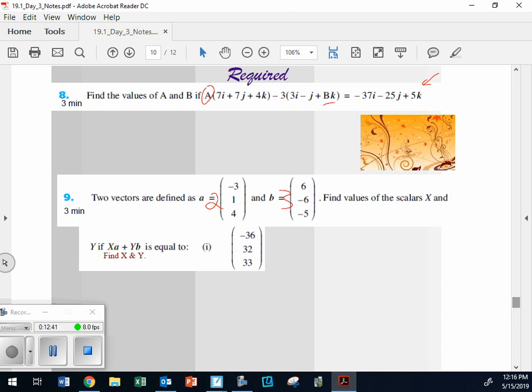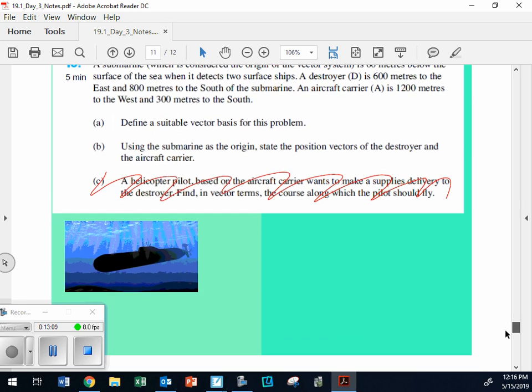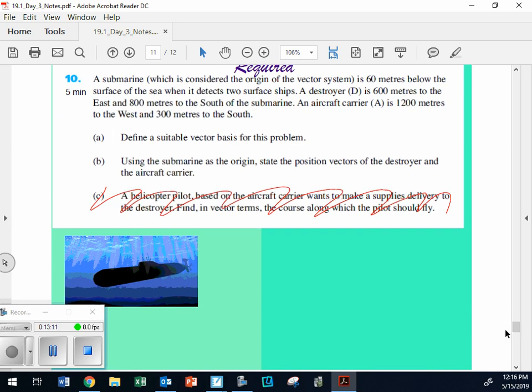Okay, number 9, notice how I wrote in a 2 and a 3. Those are not a 2 and not a 3. They're asking what numbers you could multiply in front of the A matrix and in front of the B matrix. These are called scalars. They're not 2 and 3. You figure out what they should be to make it equal this.